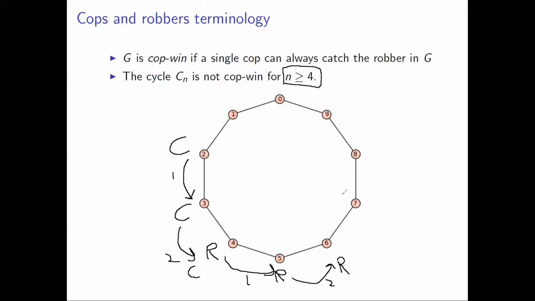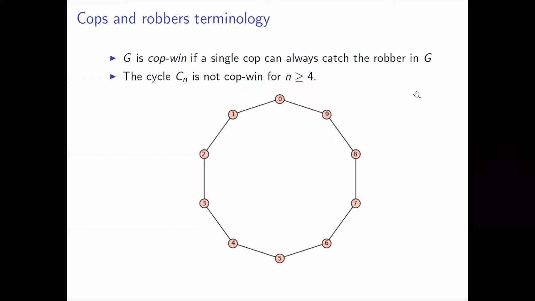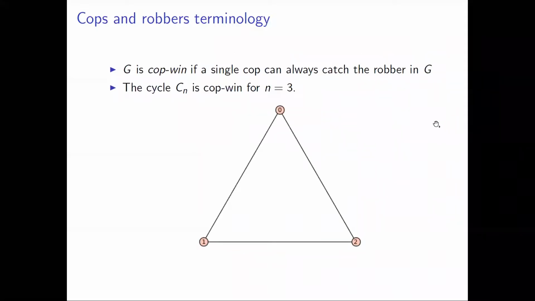So when we have a cycle of order at least 4, then it's not going to be cop win. If we have a smaller cycle than that, though, then it is cop win. So we can look at this cycle of order 3, and we can place the cop right here. And we can see that wherever you place the robber, place it here, or you can place it here, either of those places, placing it at either of them is equivalent. The cop on the first turn of the game just gets the robber.